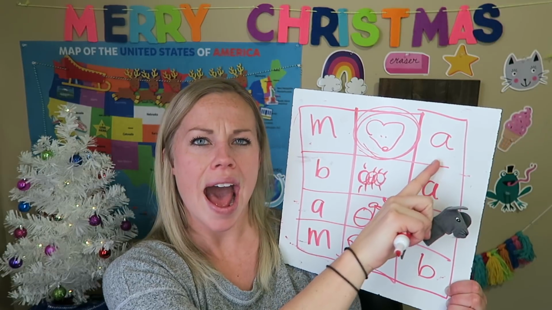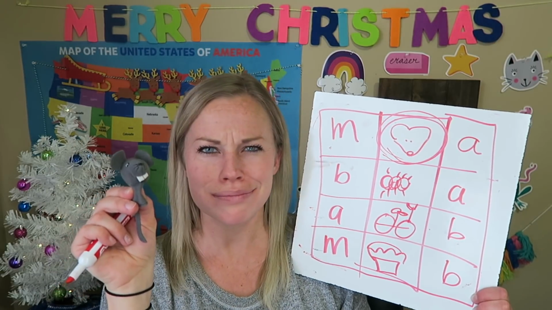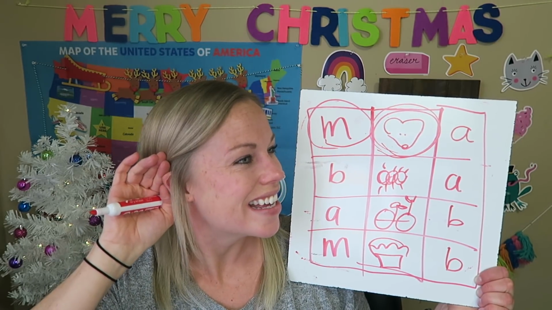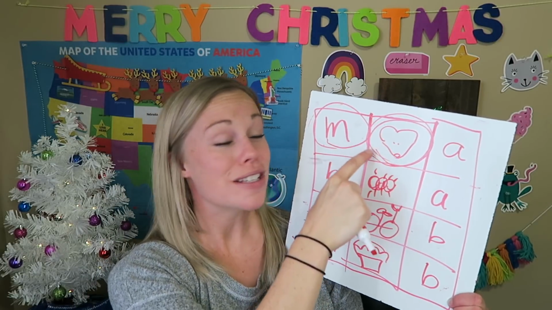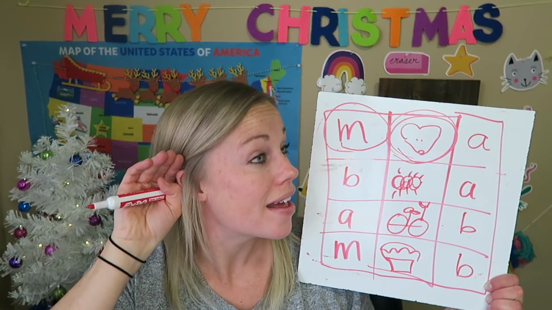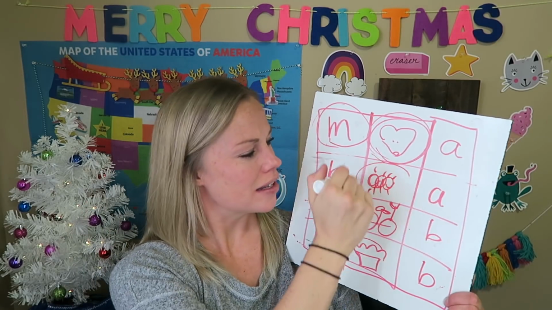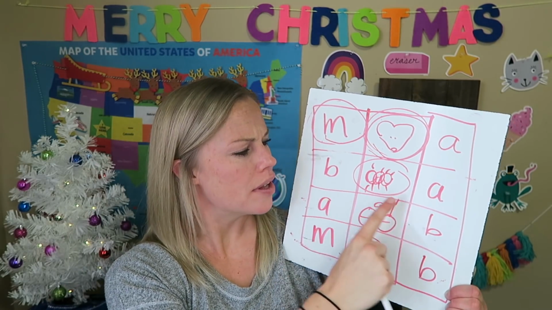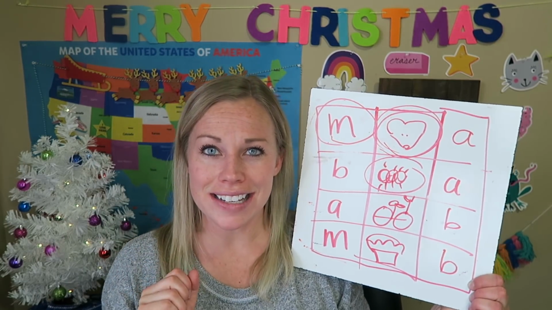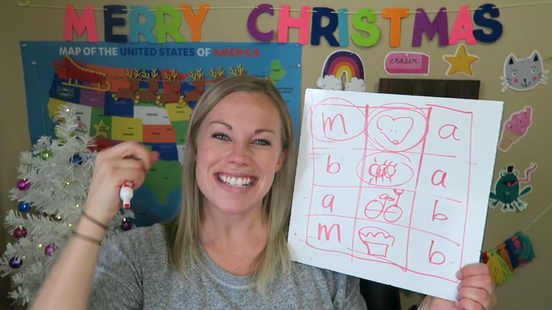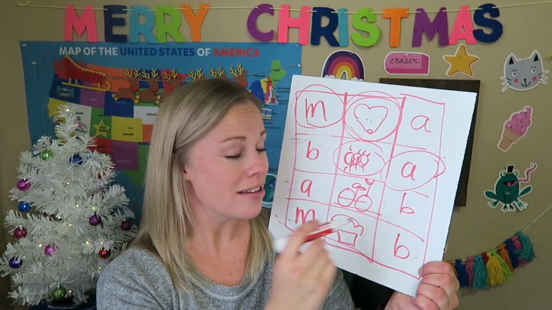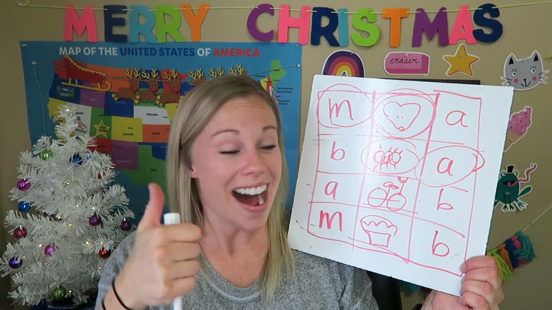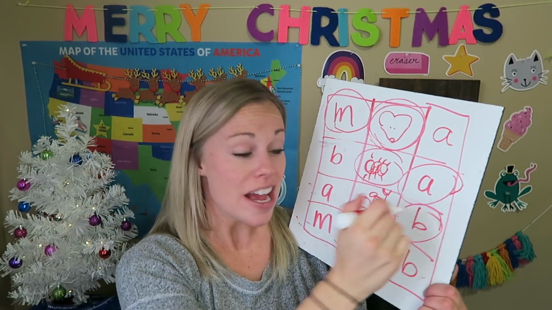Mouse. Mouse starts with... Ant. Yes! The student circled A. Good job, Ava. So the student has it down.